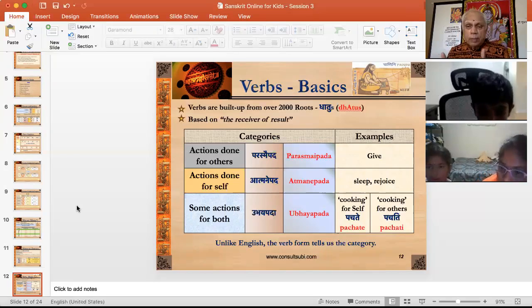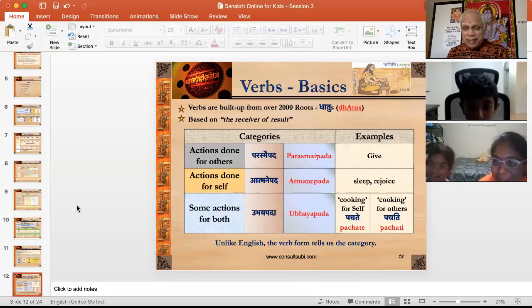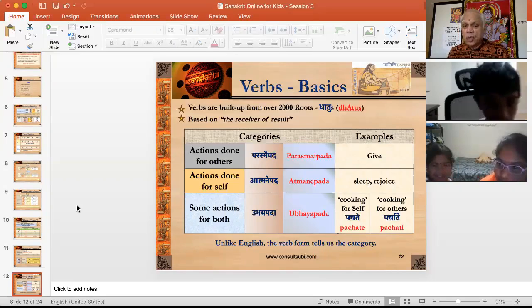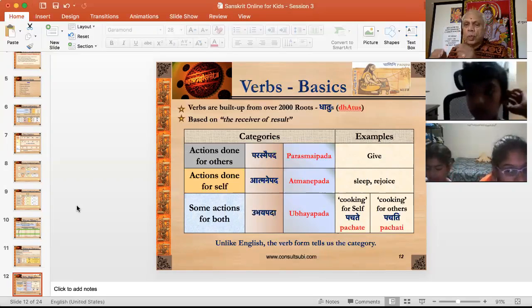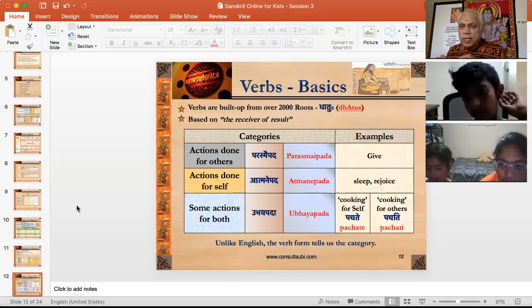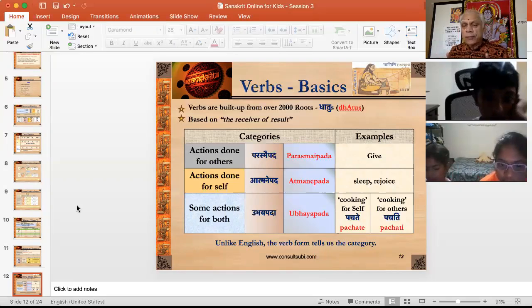She's making vegetable sabji and she's making nice rice, pulao or chapati or whatever, nice dishes. Is she cooking only for herself? No, she's cooking for herself and also for others, right? So that action is for both. Cooking for self and cooking for others. So the verb goes different there because the action is common for two categories.